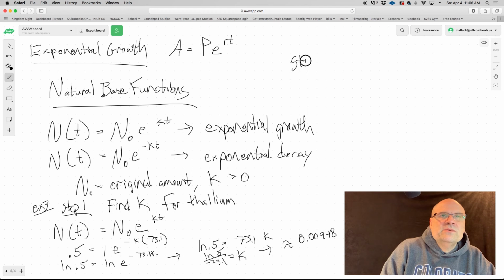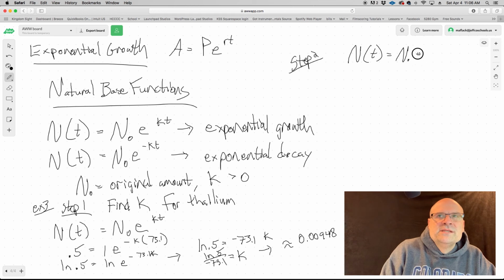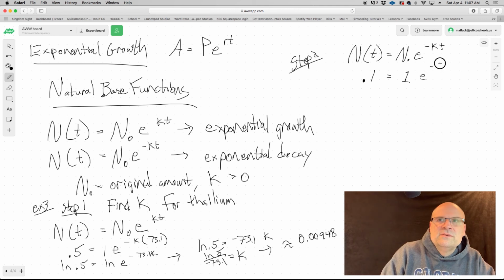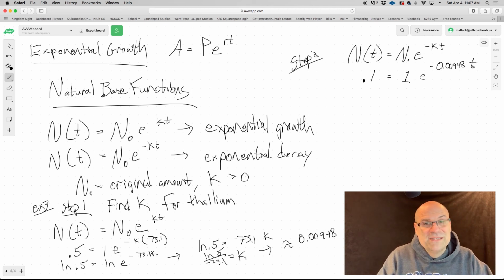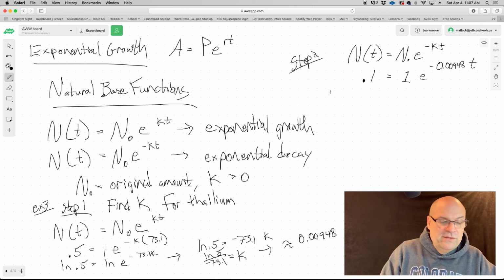So here's step 2. So let's put our decay function up there. So N of t equals N at 0 times e to the negative kt. All right, so we want to know when it will get to 0.1. So N at 0 was 1, and then e to the negative k, which now we know is negative 0.00948, all times t. So we're going to solve for t. All right, well, let's see if we can do that.